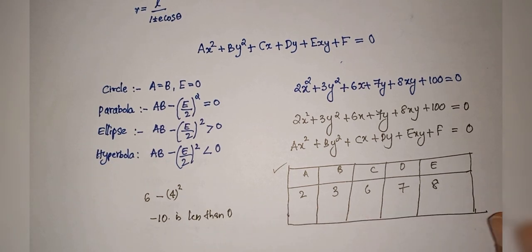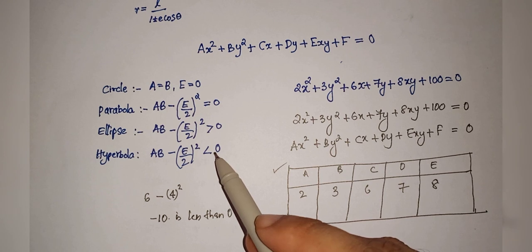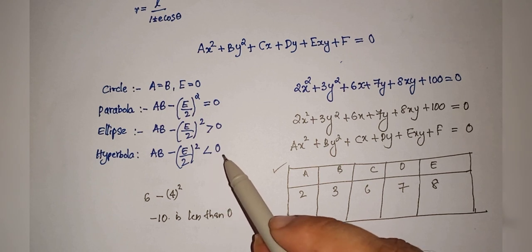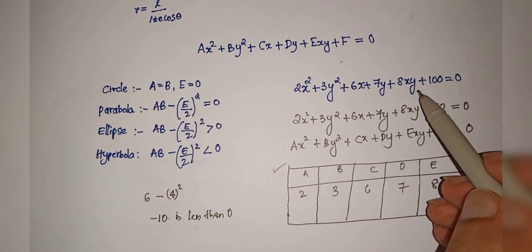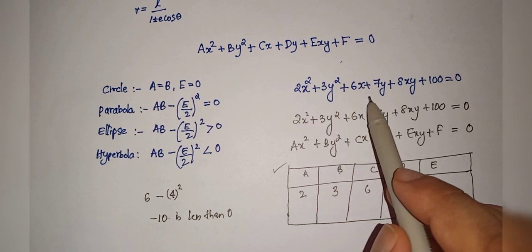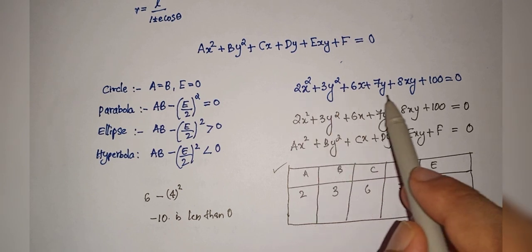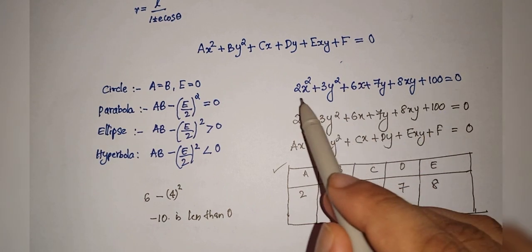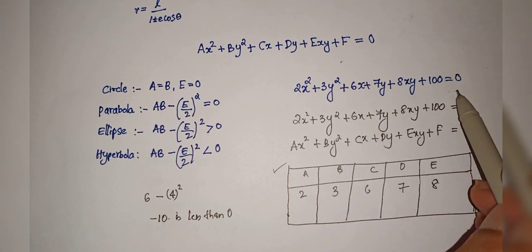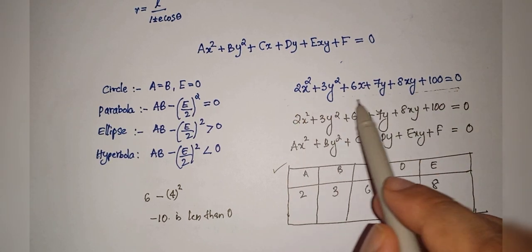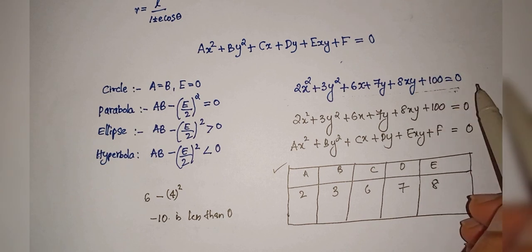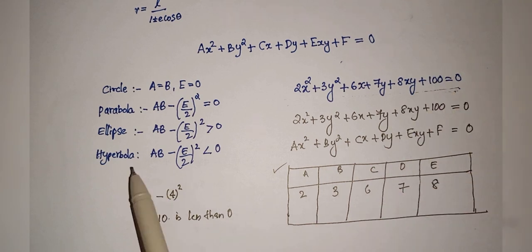That means which condition is satisfying? This is satisfying nothing but your hyperbolic equation. That means this equation corresponds to a spacecraft which is trying to escape from the planet's gravitational pull. In that condition, your spacecraft will be exhibiting a hyperbolic profile. So that is a condition.